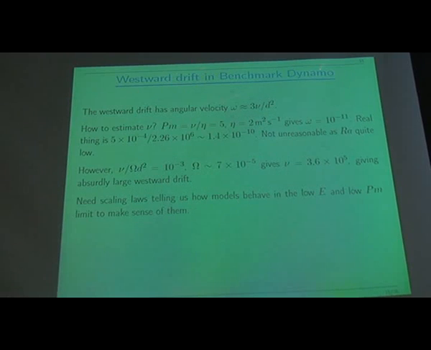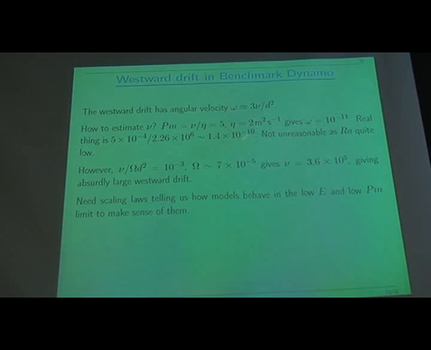Okay, so there's the westward drift in the benchmark dynamo, and that turns out to be about 3 times nu over d squared in dimensional units. So then there's the question, as I said, how do we estimate nu? And if you do the natural thing, which is to work it out using the magnetic Prandtl number that you've used in the simulation, and to take eta with its correct value, that gives you a frequency which is not unreasonable.